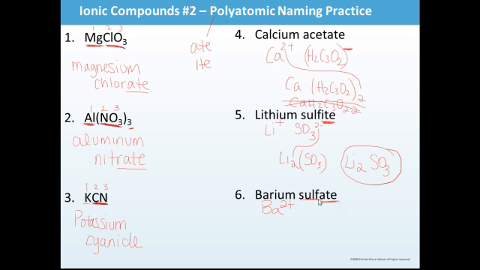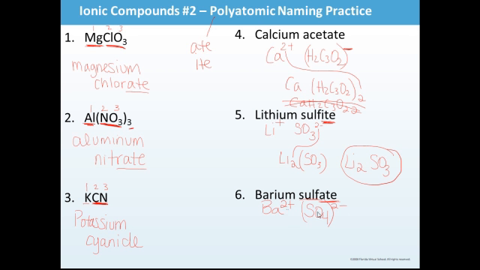So I know it's a polyatomic ion that includes sulfur, and when I look it up, I see the name sulfate has a formula of SO4 with a -2 charge. Again, I'm going to go ahead and put my polyatomic ion in parentheses, so that way I'm less likely to make a mistake. So SO4 with a -2, barium with a +2.